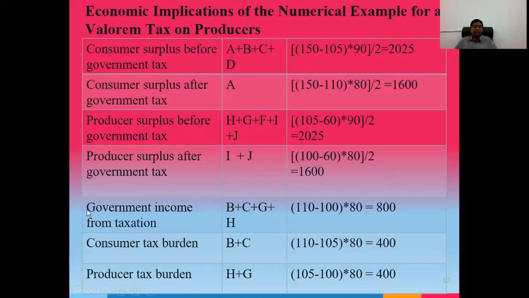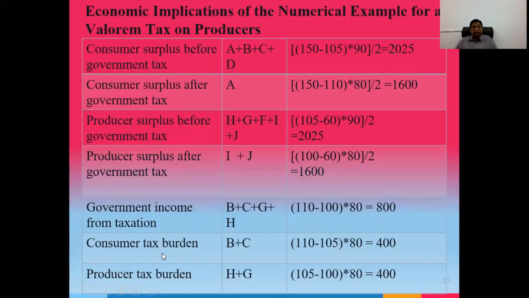Similarly, we can measure government income from tax. That is given by the area of B plus C plus G plus H. It can be numerically measured by multiplying quantity supplied after tax by tax per unit. Tax per unit is 10 into 100, then 800. That is the government income from taxation.